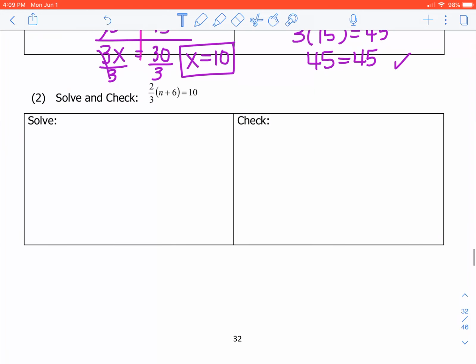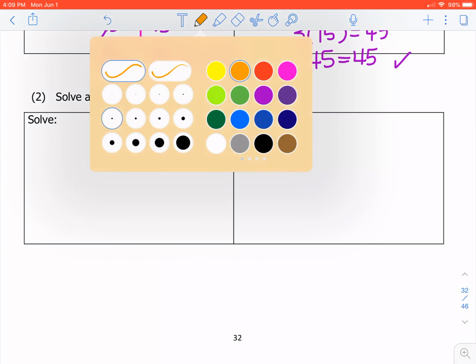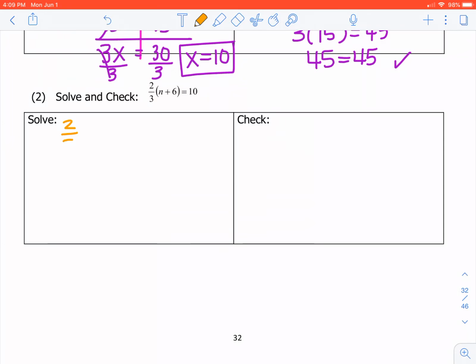All right, let's try this again. We're going to try number 2. All right, so number 2, let me change colors here so you can see it. We have 2/3 n plus 6, which is equal to 10. All right, so we're going to distribute. 2/3 times n is 2/3 n. Now, 2/3 times 6, you're going to use your calculator for this. 2/3 times 6 actually gives us 4.